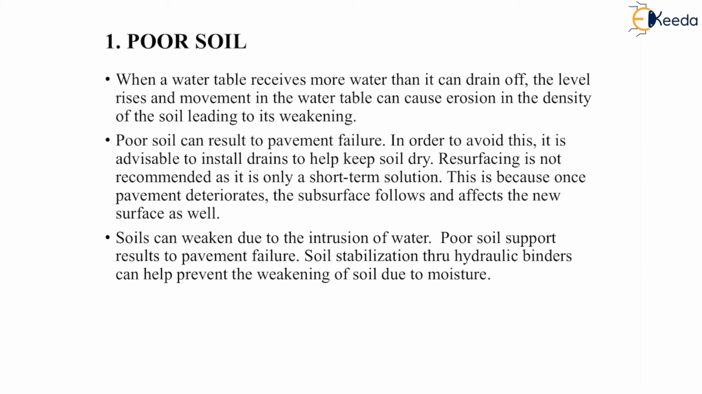When a water table receives more water than it can drain off, the level rises, and movement in the water table can cause erosion in the density of the soil, leading to its weakening. It means that whenever a water table receives more water, it will cause erosion of the soil, due to which the density of the soil weakens. Poor soil can result in pavement failure. It means that if the soil is of poor quality, it will lead to the weakening of the pavement layer and ultimately to pavement failure.